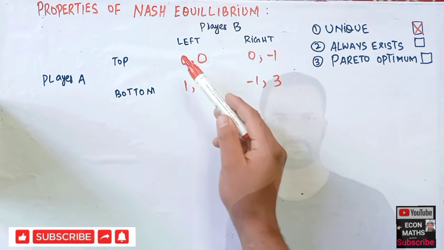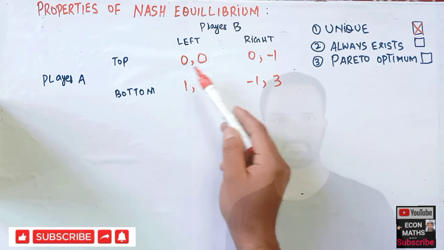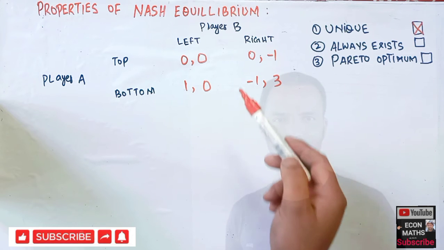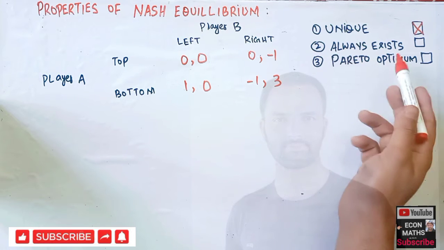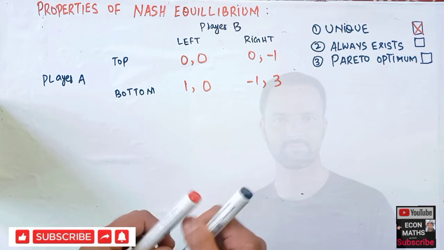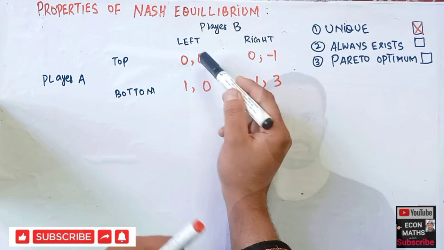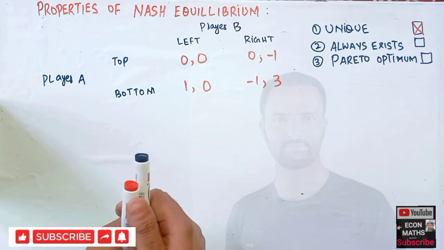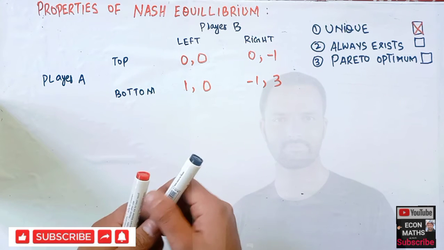And remember, the first value in each cell shows the payoff of player A, and the second number shows the payoff for player B. Okay, and we will check whether it always exists or not. So let's try to see whether this game has Nash equilibrium or not. By Nash equilibrium we mean when both the numbers in a cell are encircled. Okay, that means when the players choose their optimum moves among the strategies.